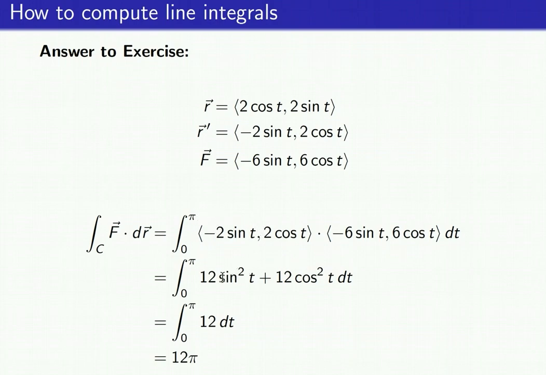Multiply it out, add, you get 12 sine squared t plus 12 cosine squared t. Sine squared plus cosine squared is 1. So this is going to be integral of 12 dt from 0 to pi, which is 12 pi. All right, hopefully all of you got that.